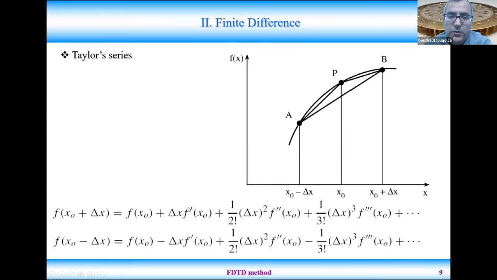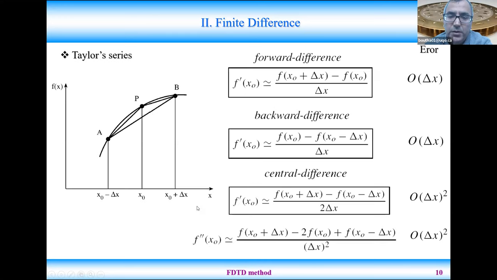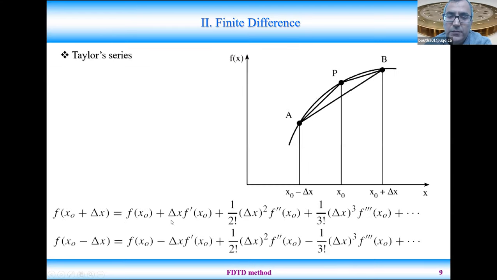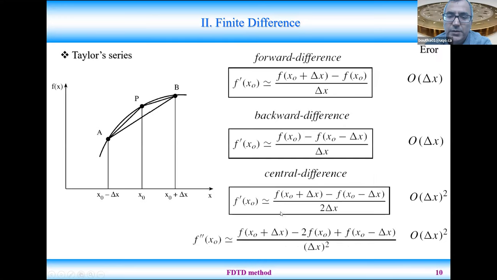If we use the two equations and we do that one minus that one, we can also have an approximation of the first derivative. It will be f of x0 plus delta x minus f of x0 minus delta x, so we use this point and this point, divided by 2 delta x. You can do this as an exercise. It's not difficult. If you do this minus delta x, you will have 2 delta x. So that's why you're going to have the 2 delta x here.